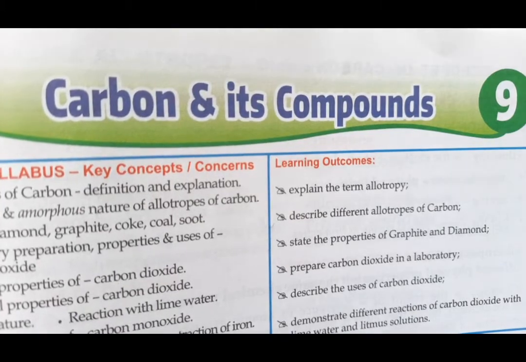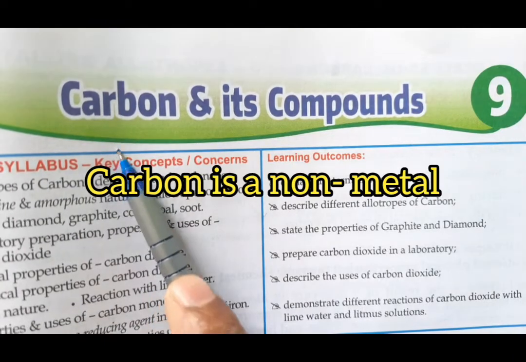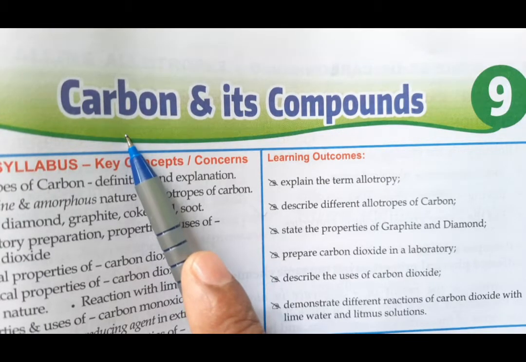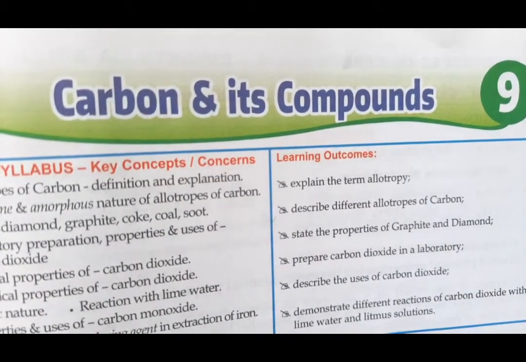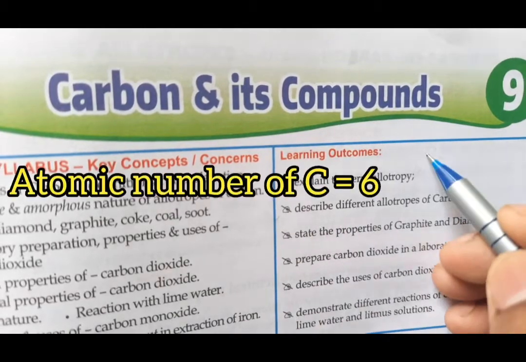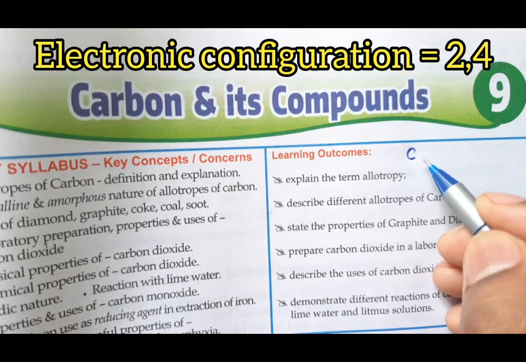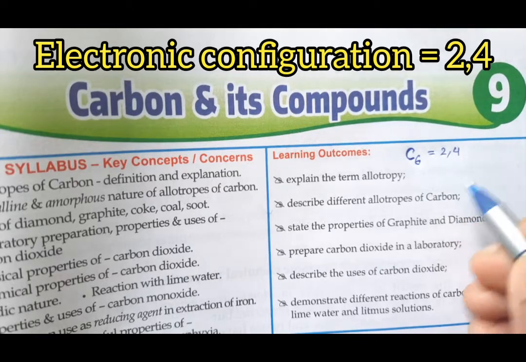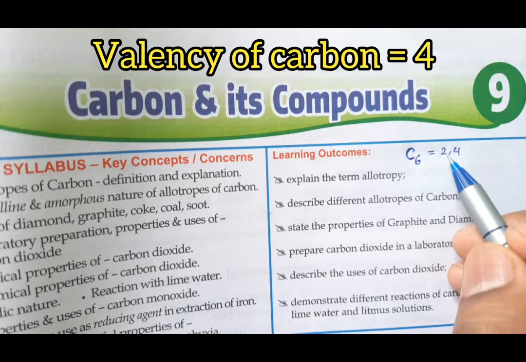Do remember, carbon is one of the very important elements, students, and it comes under non-metal. We're going to learn about this non-metal and its compounds in this chapter. You know the symbol of carbon is what? C. Symbol of carbon is C, and its atomic number is 6, so the electronic configuration will be 2, 4.